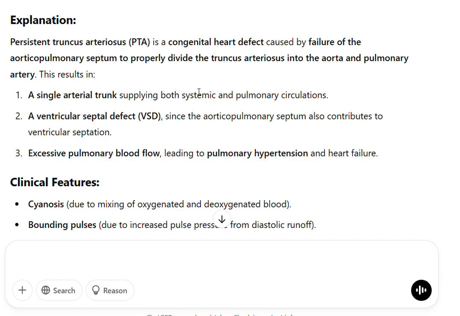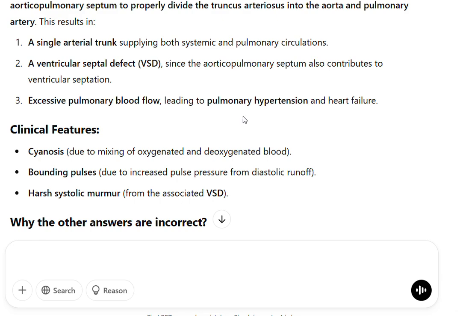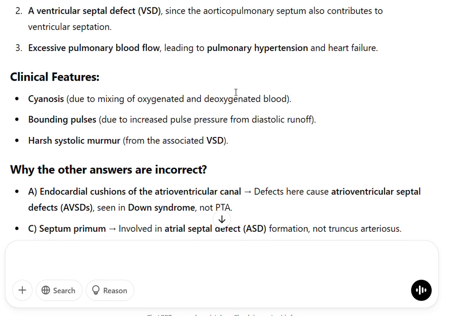Clinical features: cyanosis due to mixing of oxygenated and deoxygenated blood, bounding pulses due to increased pulse pressure from diastolic runoff, and a harsh systolic murmur from the associated VSD.